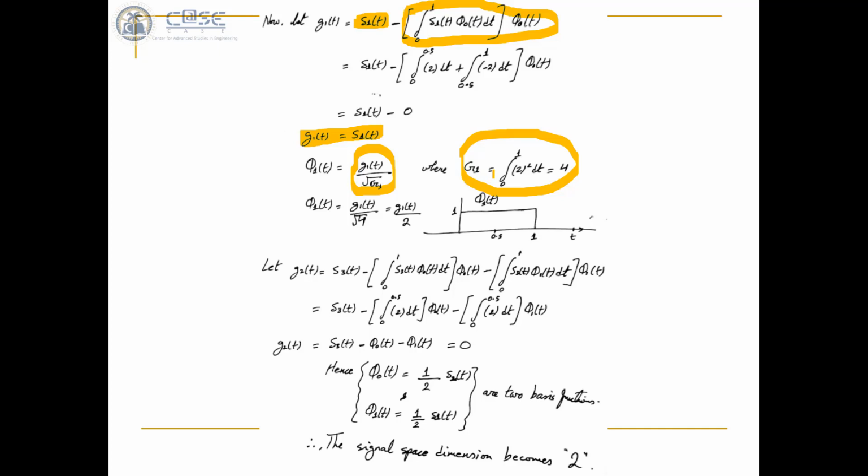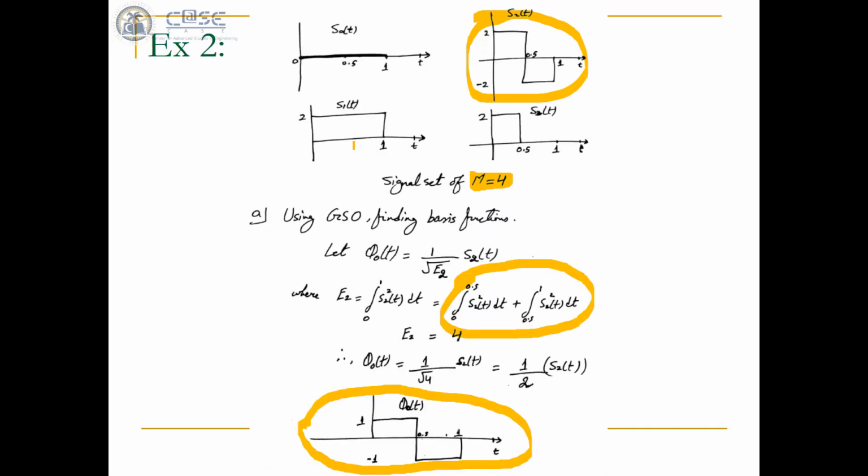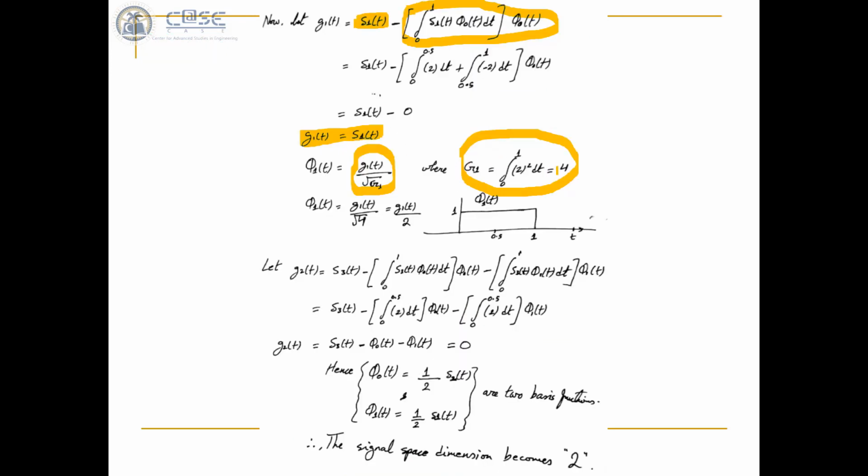G1 is the energy of the signal G1 of t, which is equivalent to taking the integral of the squared term of G1 of t, which is nothing but S1 of t squared, and S1 of t was this signal there. So if you square it, it will become 4. So the second basis function, which is phi1 of t, is nothing but G1 of t divided by the norm of G1 of t, which is done in this step.